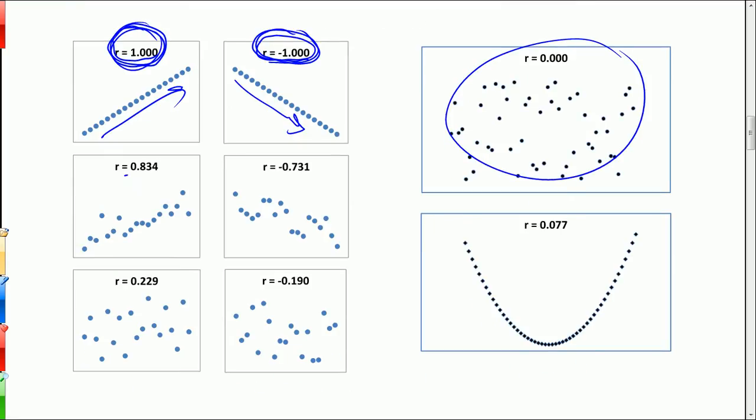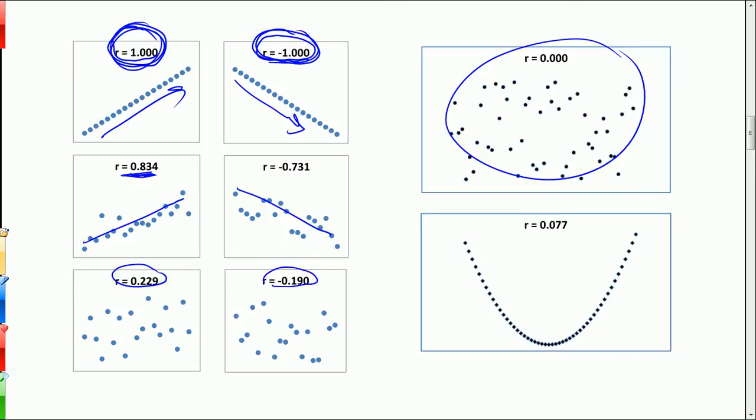Here's an R equals 0.834. So you can still sort of see pretty clearly what's going on. R is -0.7, so it's still a pretty strong linear relationship. R equals 0.229. At this point, you'd be hard-pressed to freehand a line that goes through there, right?